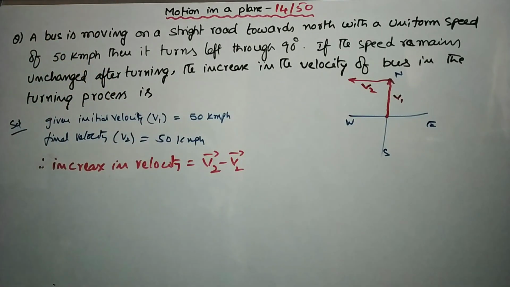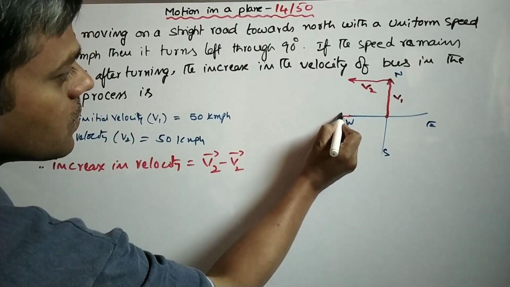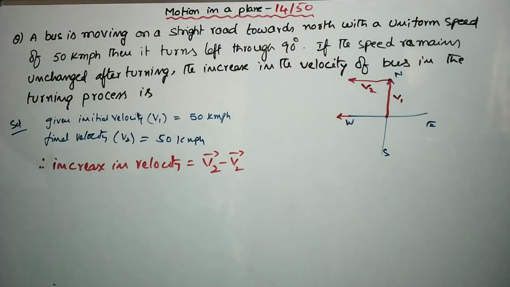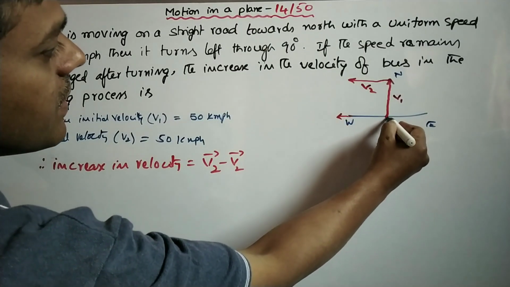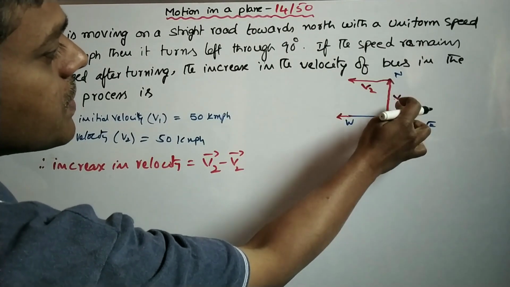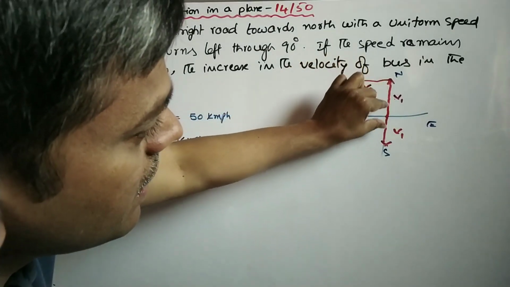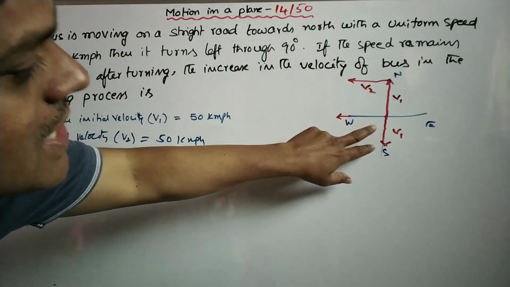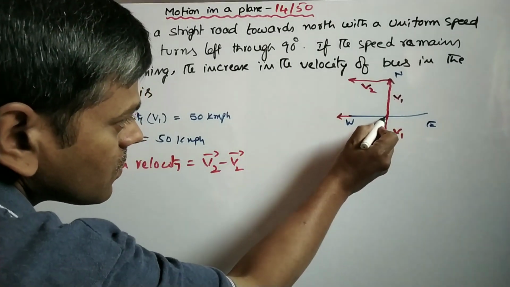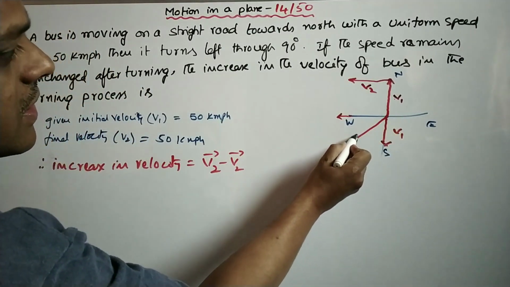It is convenient to shift them parallelly. This v2 is taken in the same direction, and v1 is taken opposite of it. These are velocity vectors. When you parallelly shift them, then you can easily find the resultant. So these two originate here, and the resultant is like this.